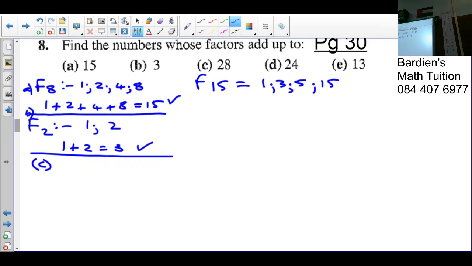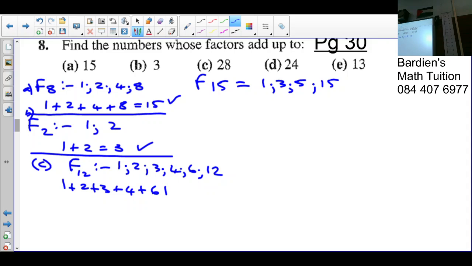Let's look at C. The factors that add up to 28. So what did you say that got the answer right initially? 12. So it's the factors of 12. So it's 1, 2, 3, 4, 6 and 12. So 1 plus 2 is 3, plus 3 is 6, plus 4 is 10, plus 6 is 16, 16 plus 12 is 28. Yes. So this is correct. Nice. So let's look at D.